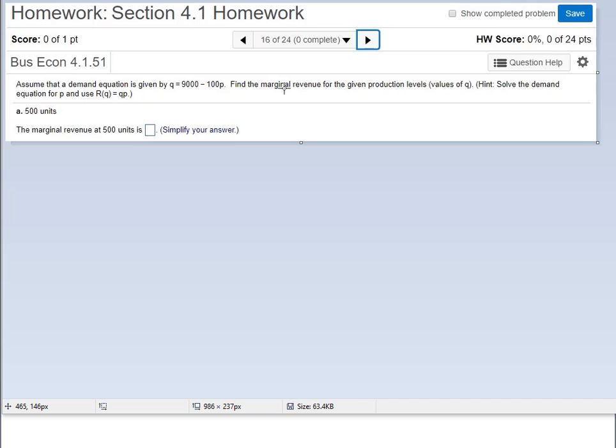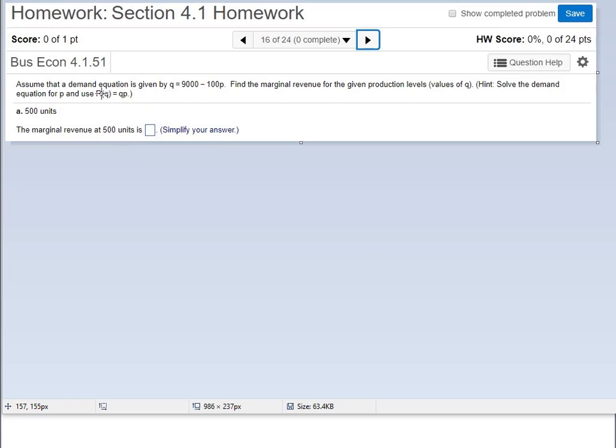So that means we need to find first the revenue function for this given function. Okay, and it says find it for the given production levels. That would be different than if it had said find it for the given price. Basically what this is telling us is that we want to have Q as the input value for the revenue function. If it had said find the marginal revenue for a given price, then we would have P as the input value for the revenue function.